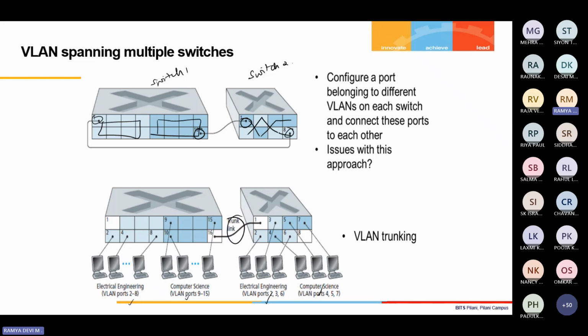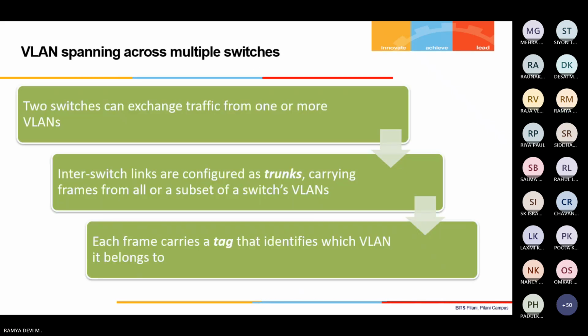So how is spanning across multiple switches done here? For traffic exchange between two switches, they can exchange traffic from one or more VLANs. So VLANs can span multiple switches. They can connect devices in the same VLAN across different physical switches. For that, we need a trunk link. So inter-switch links will be configured as trunk links.